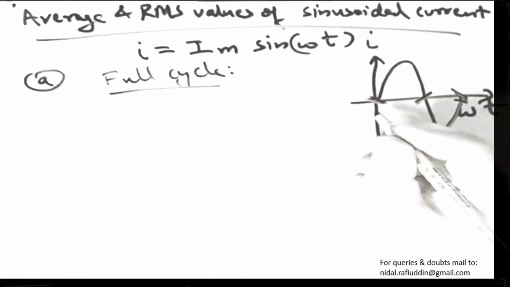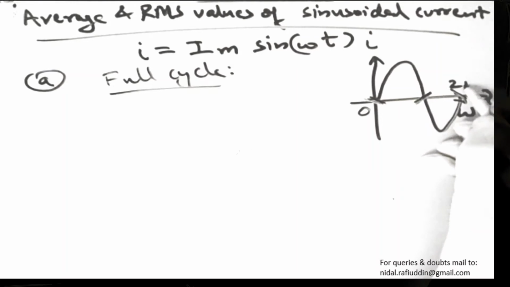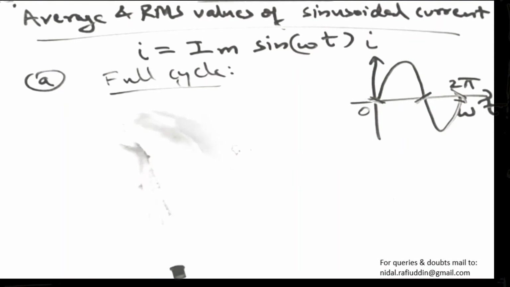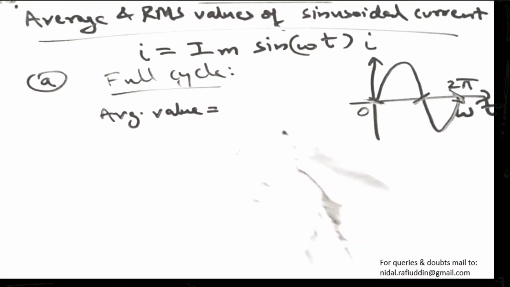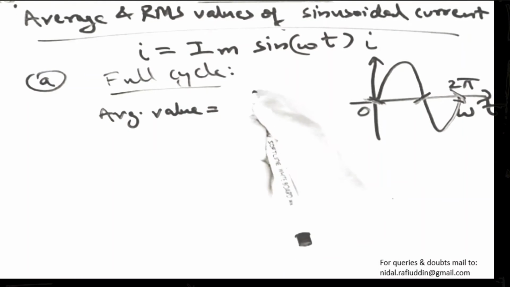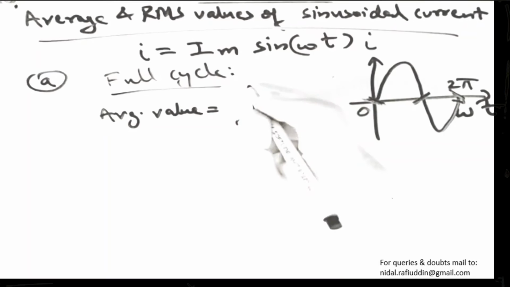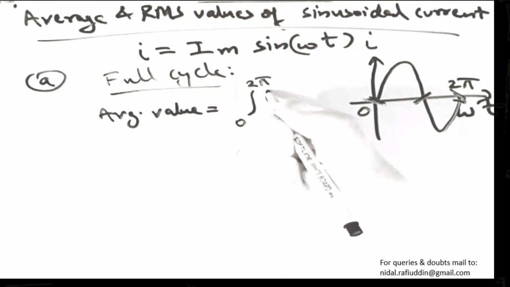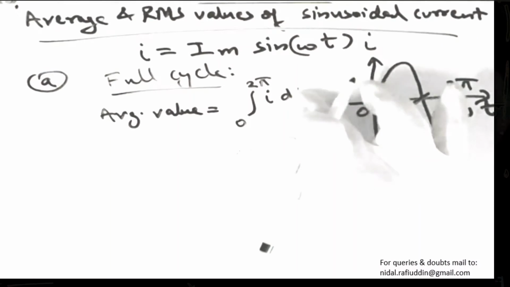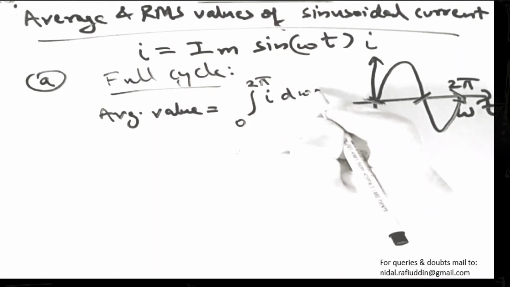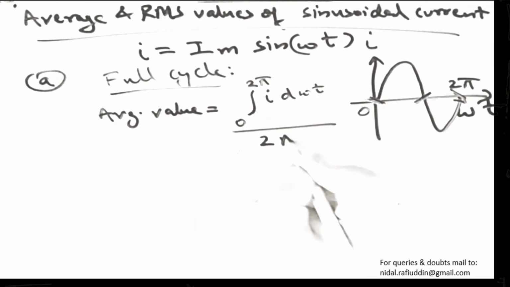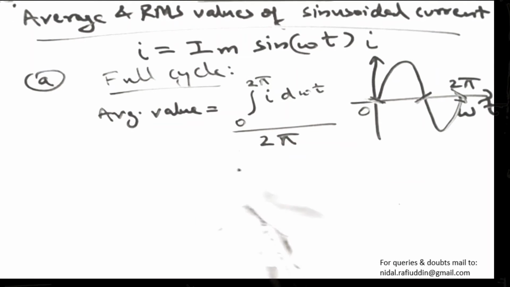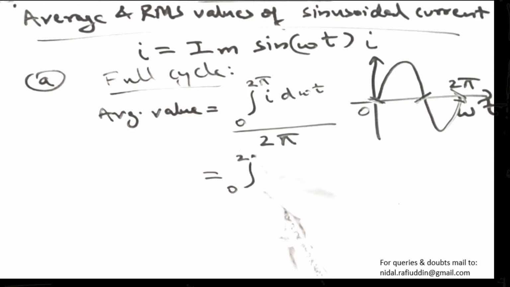So for full cycle we have from 0 to 2 pi. By definition the average value is given as summation from 0 to 2 pi I d omega t. Now we are going to take this as omega t and not t, divided by the length of this curve, which is 2 pi minus 0, which is 2 pi, and 0 to 2 pi.